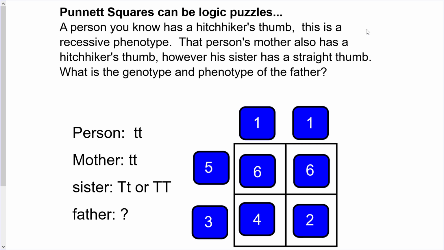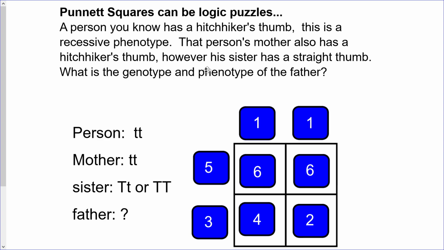All right, Punnett squares can be logic puzzles too. So let's say a person you know has a hitchhiker's thumb. This is a recessive phenotype, so that means that both alleles have to be lowercase. That person's mother also has a hitchhiker's thumb. That's a clue. However, his sister has a straight thumb. What is the genotype and phenotype of the father?